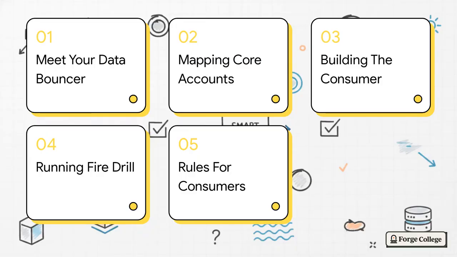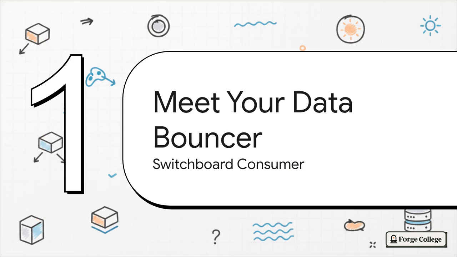Okay, here's our blueprint for this explainer. 1. Meet your data bouncer. 2. Mapping the core accounts. 3. Building the consumer program. 4. Running the local fire drill. And 5. Rules for reliable consumers. Let's dive in. Starting off with Section 1, Meet Your Data Bouncer, the Switchboard Consumer.